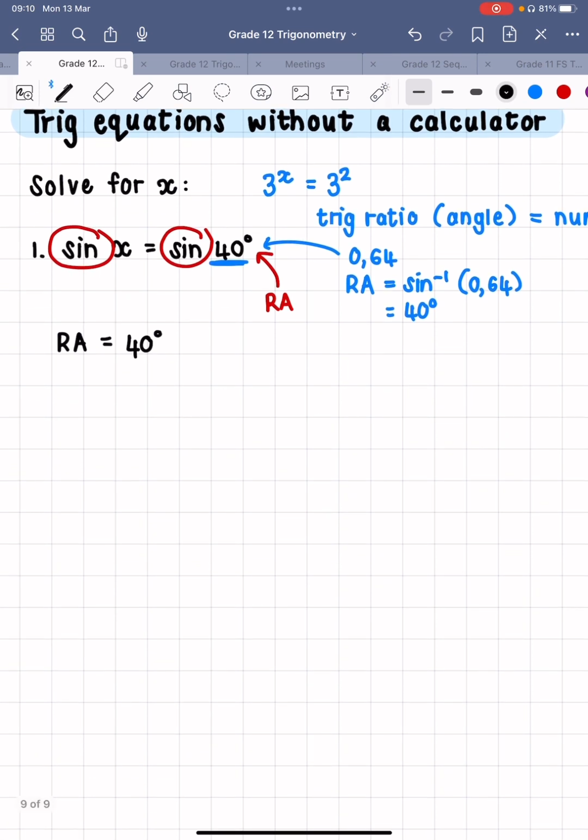Now guys, sine 40, is this a positive or a negative ratio? Positive, right? Where is sine positive? In quadrants 1 and 2. So I'm going to have my quadrant 1 solution. What is the angle that came after sine? X. So we're going to say x is equal to, in the first quadrant, we just use the reference angle, 40 plus, what is the period of a sine graph? 360. So we say 360 degrees n, and since this is the first one that we're doing, we need to write n as an element of integers.